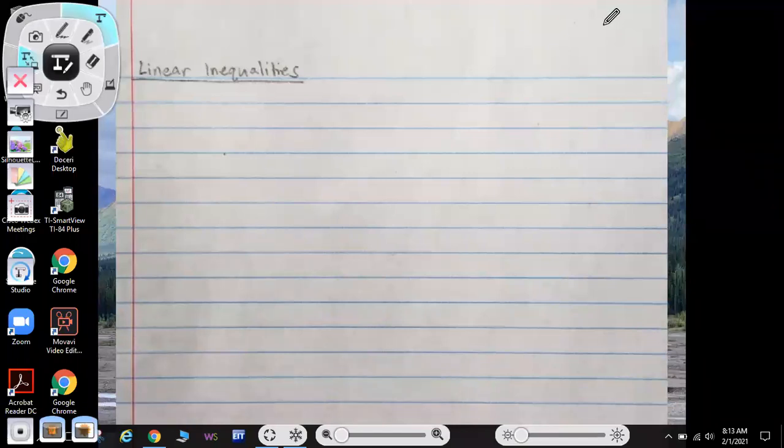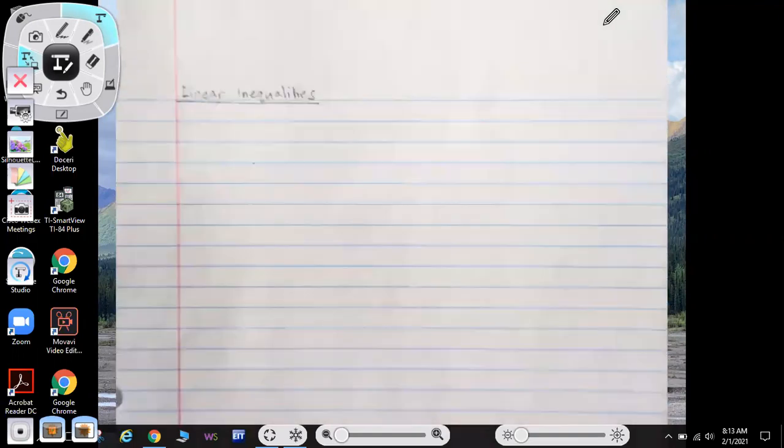Okay, linear inequalities. We're going to draw a fairly lengthy chart to talk about all the different types of inequalities before we actually start solving inequalities. Okay, so let me get it set up and you'll see how you need to set your paper up.